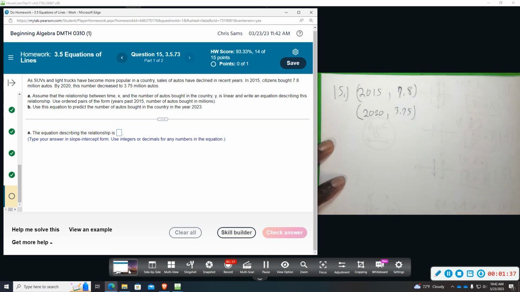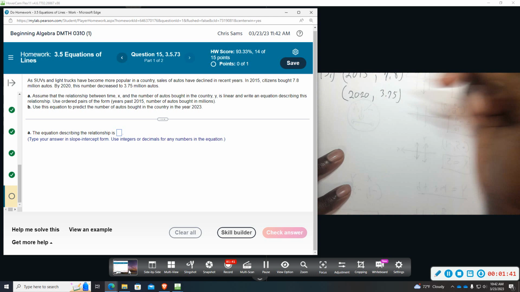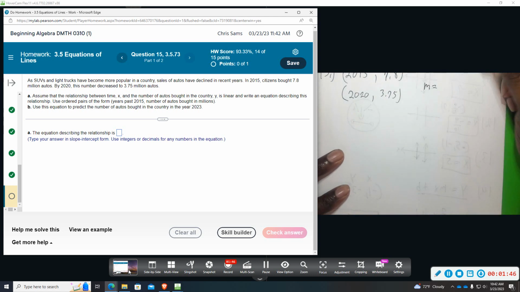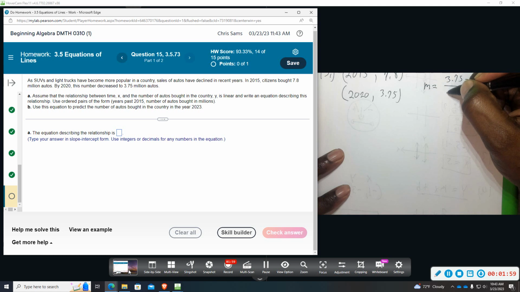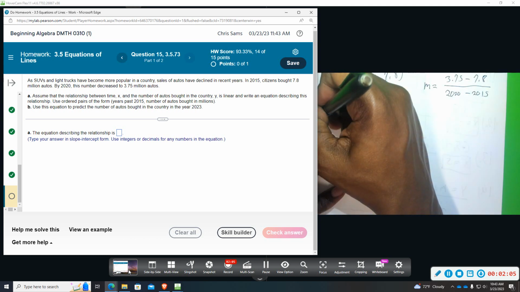Okay, so first we're going to find the slope. We're going to do y2 minus y1 over x2 minus x1. So 3.75 minus 7.8, and then on the bottom, we're going to have 2020 minus 2015, and we'll find our slope.